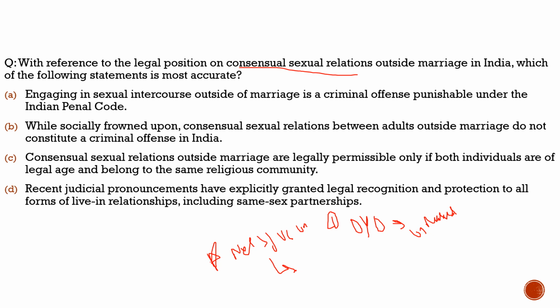We have Article 21, which is the right to life and liberty, in which you are allowed to choose your partner. You are allowed to live in a live-in relationship under Article 21. Also, we had seen the Domestic Violence Act, which included that if any couple is living in a relationship, then the woman in the live-in relationship is also covered by the provisions of the Domestic Violence Act. So what does it say? It clearly says that you can have a consensual sexual relationship with anybody.